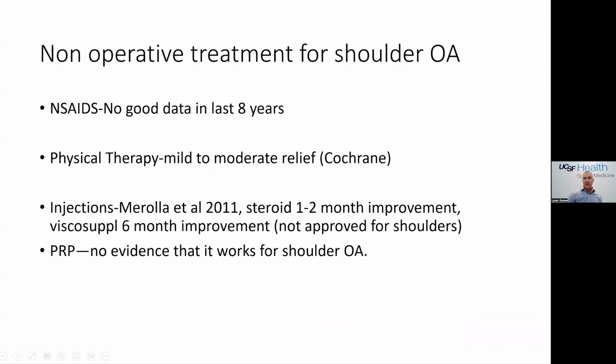So for the non-operative management of shoulder arthritis, there's no good data in the last 8 years that anti-inflammatories work other than for daily maintenance. Physical therapy has been shown to give mild to moderate relief, about 8 points of improvement, which does not meet minimally clinically important differences. Injections tend to give a solid 1 to 2 month improvement. There is some evidence that viscosupplementation worked in a single study, but it's not approved for shoulder, so usually insurance doesn't cover it. And for PRP, there's absolutely no evidence that it works for shoulder OA.